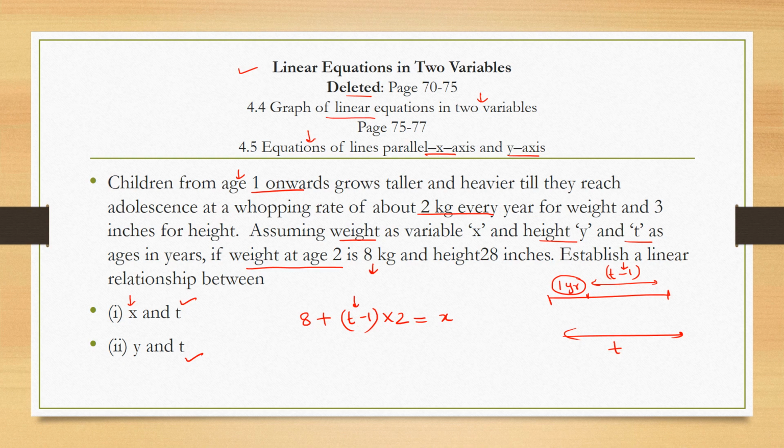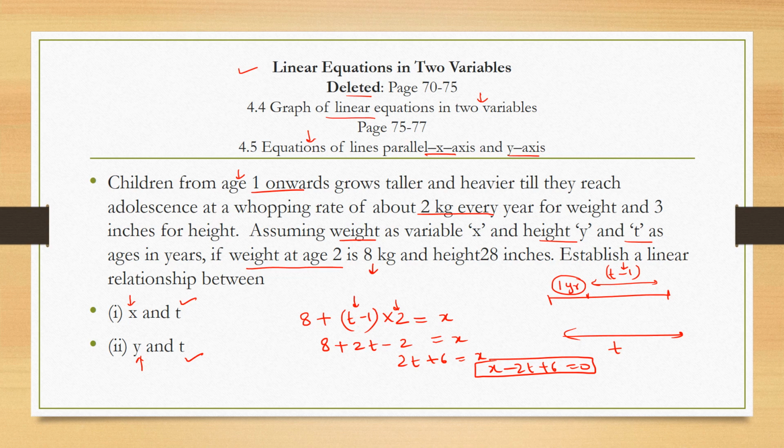Have you got this linear relationship? Okay. So 8 plus, if you distribute 2 with t minus 1, 2t minus 2 ones are 2. So 2t, 8 minus 2 is 6, x equals 2t plus 6, or you can say x minus 2t minus 6 equals 0. This is one equation. Another one which we have to make is in terms of height.